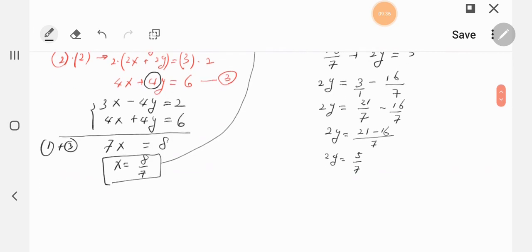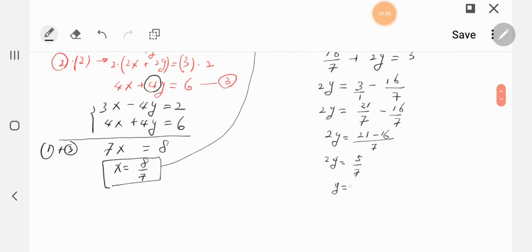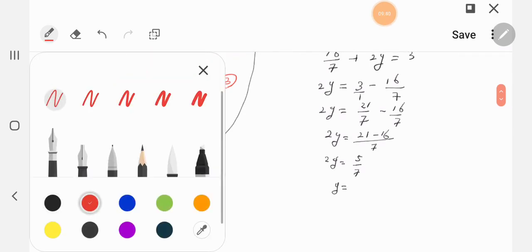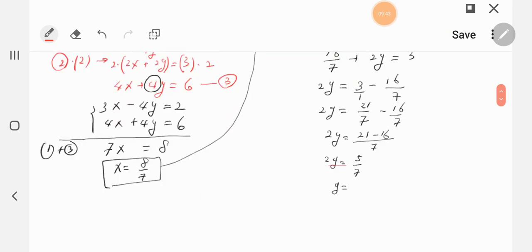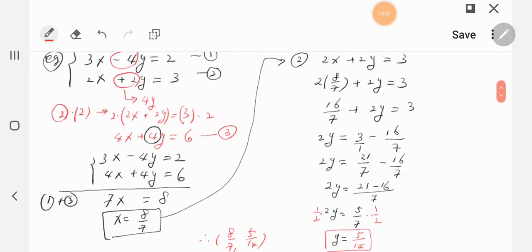And now divide each side by 2. I divide, or multiply by 1 over 2 actually, so we can cancel out 2. So y is equal to 5 over 14. So we got the y value like this. The solution will be x is 8 over 7, y is 5 over 14. Okay, that's the solution.